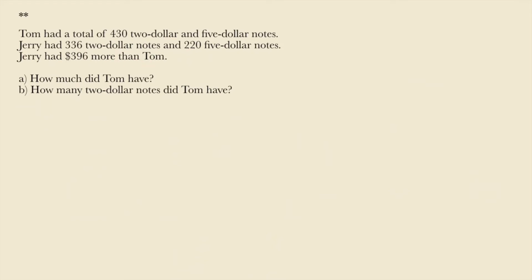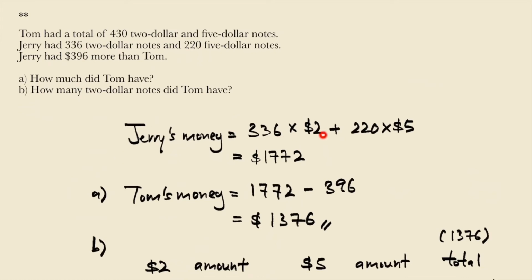So let's find out Jerry's sum of money, shall we? That's 336 $2 notes. That's 220 $5 notes. That's a total of this amount. Since Jerry had more, Tom had less. So Tom's money would be 1772 minus 396. That's 1376, which is the answer for part A. Tom's money is 1376 in total.